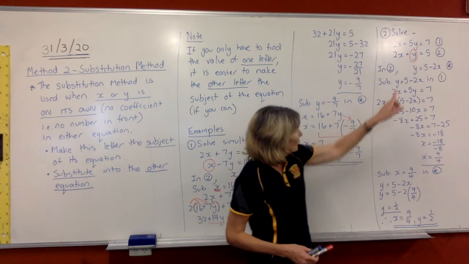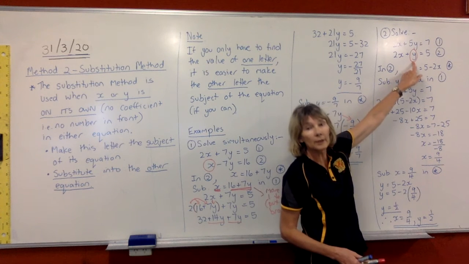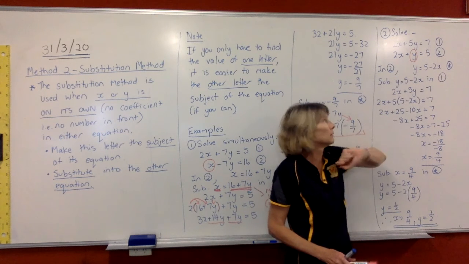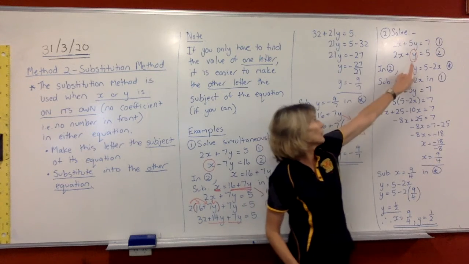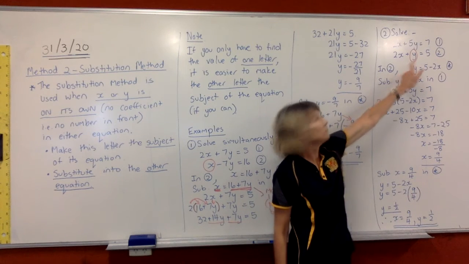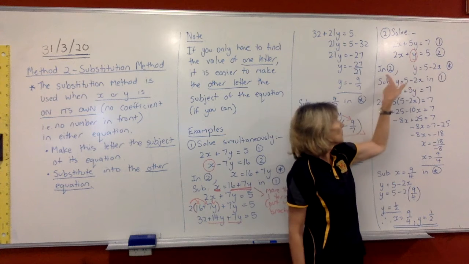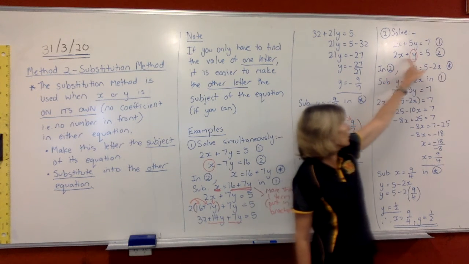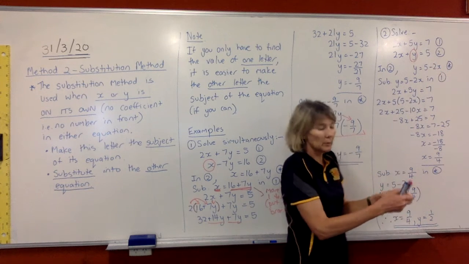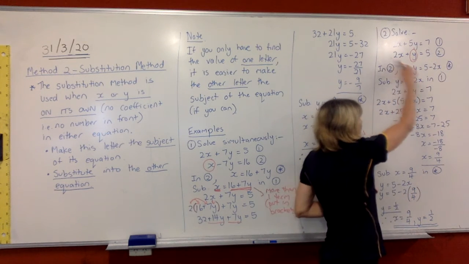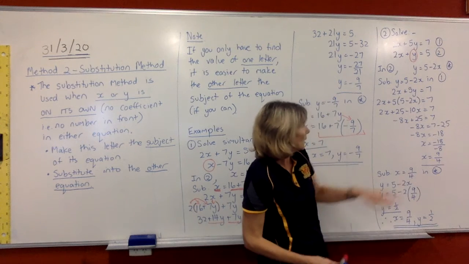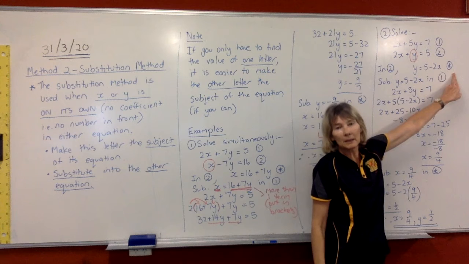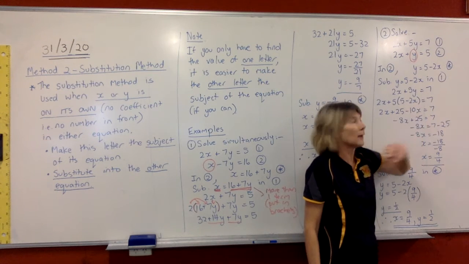So, if we look at it, we do have a y that's got nothing in front of it. Don't worry about the sign, there's no number in front of it. So circle that. We're going to get that to be the subject of that equation. So that's in equation 2. So in number 2, we're going to have y equals, and we're going to move this across to the other side. So instead of the plus 2x, it'll be minus 2x over there. So we have y equals 5 minus 2x. Don't forget to label it with the asterisk at the end there.